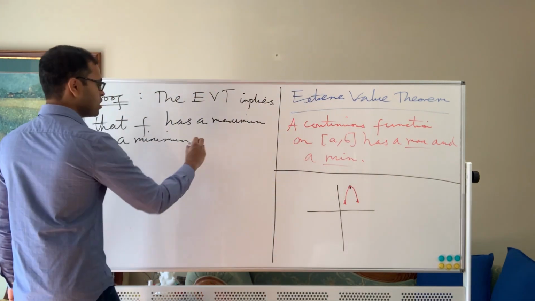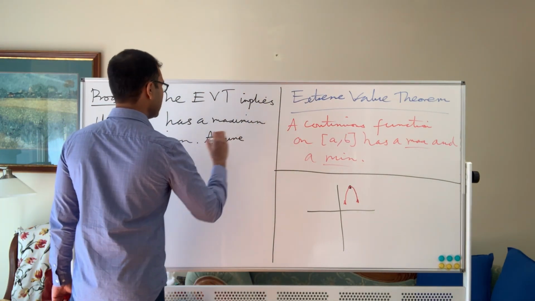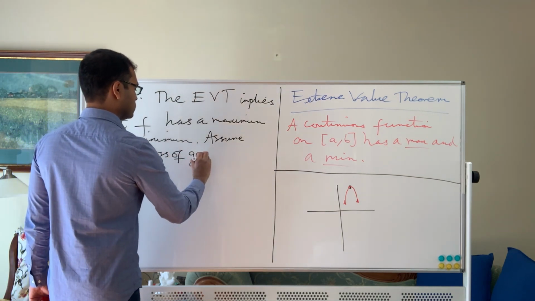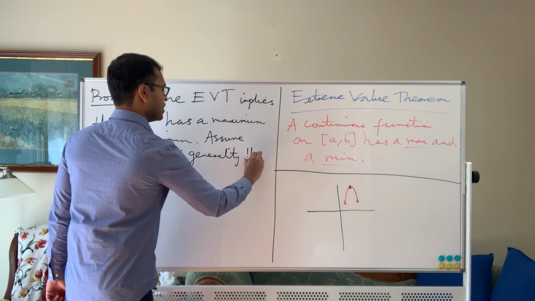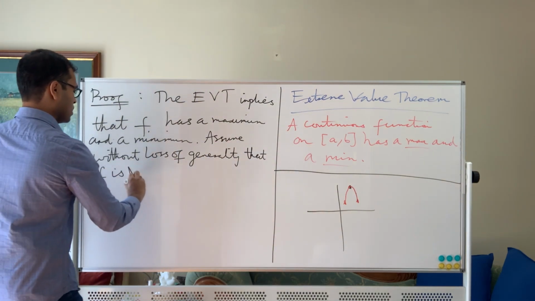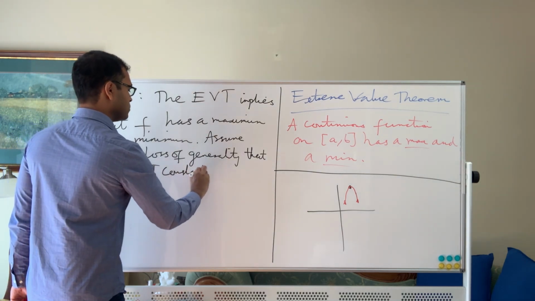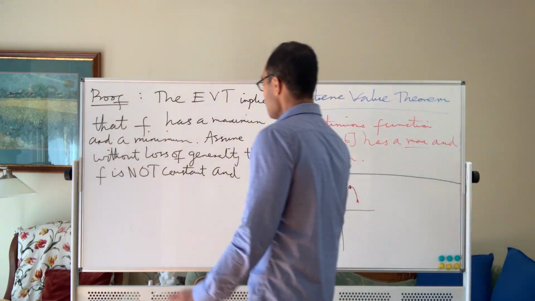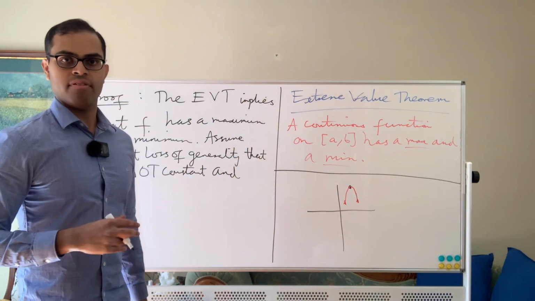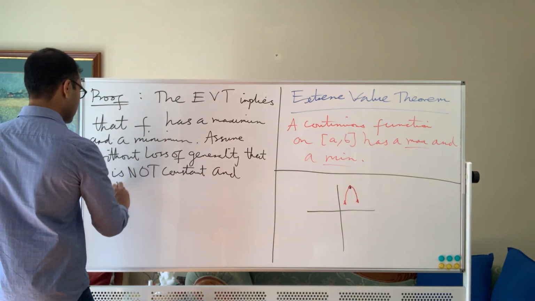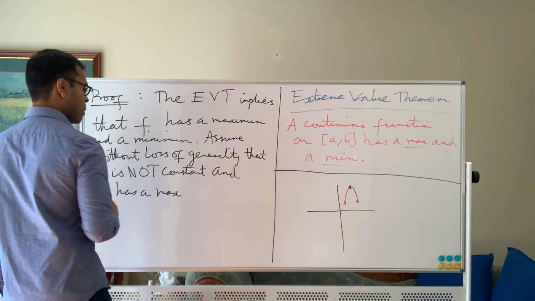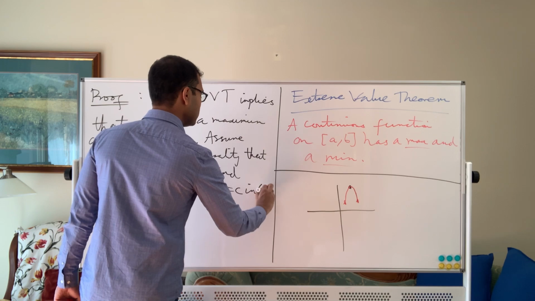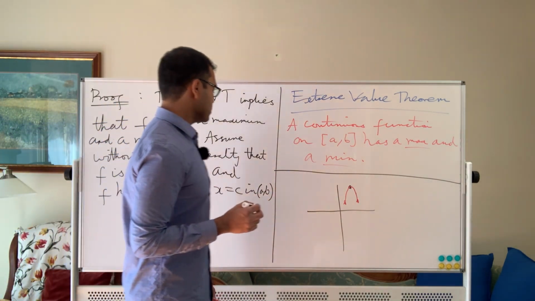So we assume without loss of generality that f is not constant, and also that f has a maximum that is bigger than f(a) and f(b), and f has a max at x = c inside the interval (a, b). So assume that f has a max c inside the interval (a, b).